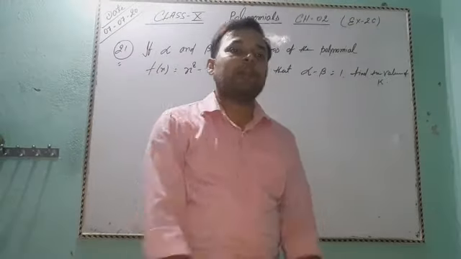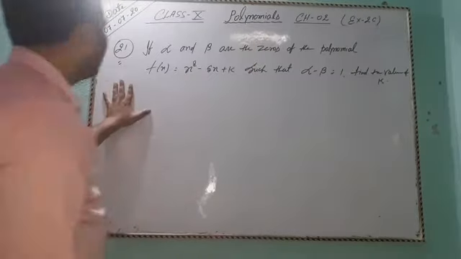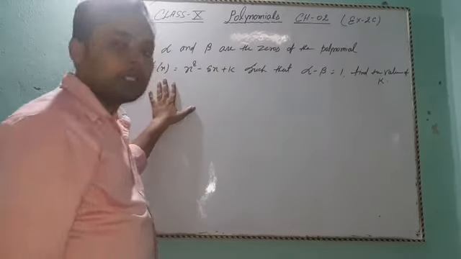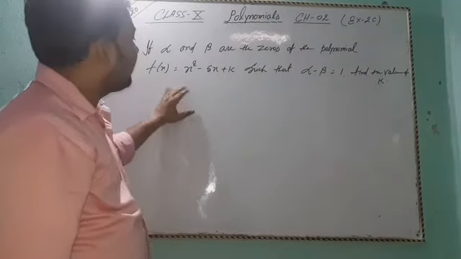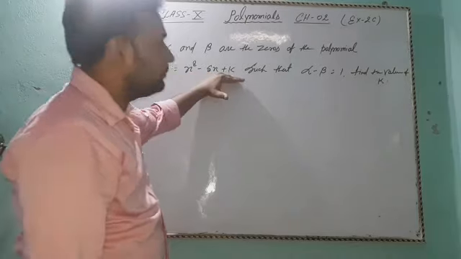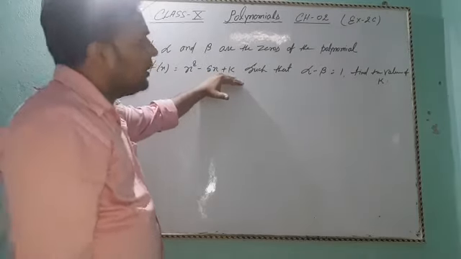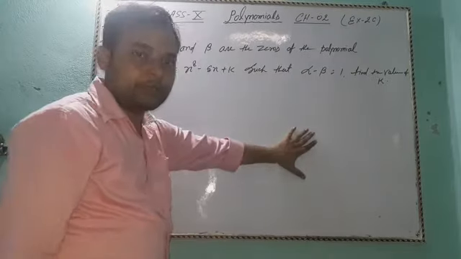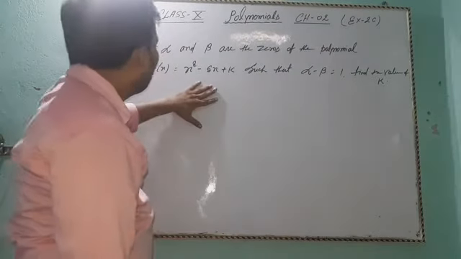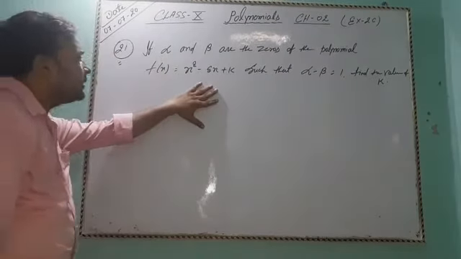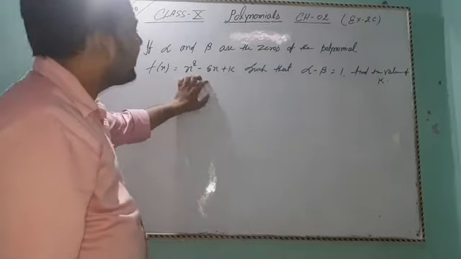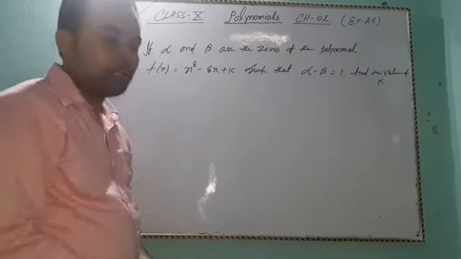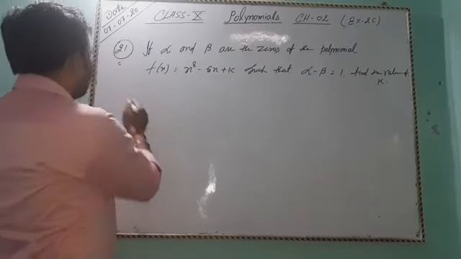Students, our next question is question number 21: if alpha and beta are the zeros of the polynomial f(x) equal to x square minus 5x plus 2 such that alpha minus beta equals 1, find the value of k. So alpha and beta are the zeros of this quadratic polynomial. It has two zeros, alpha and beta. Okay, let's start the solution.